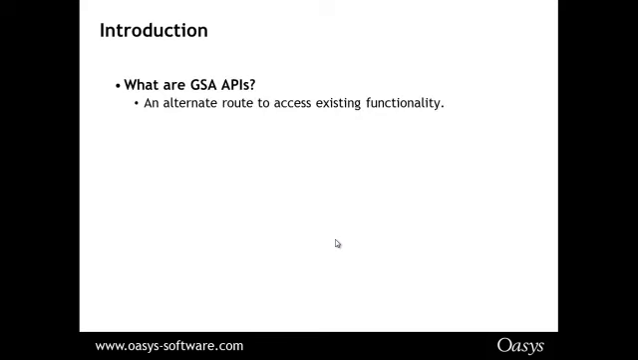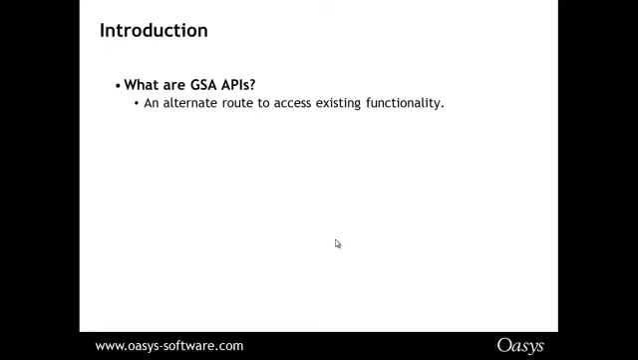All right, so what are GSA APIs? GSA APIs are an alternate route to access the existing GSA functionality. What that means is they just extend the current GSA functionality so that you can invoke them programmatically. They don't add any new functionality.